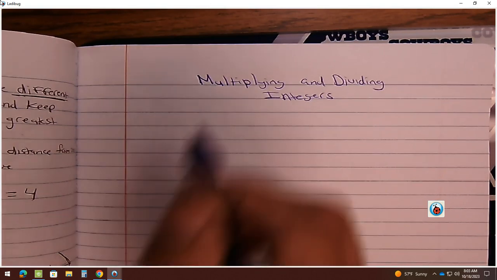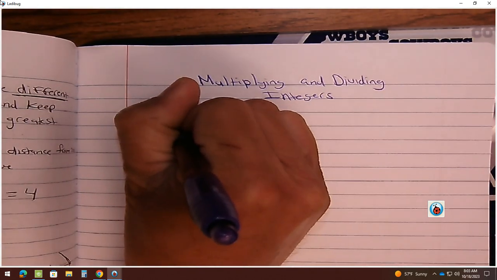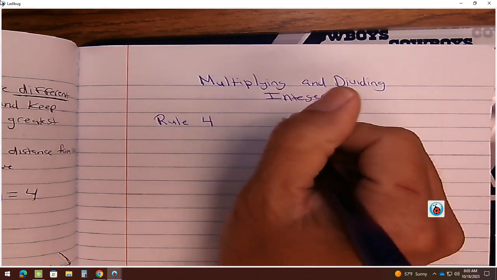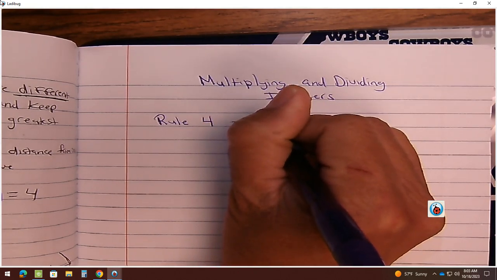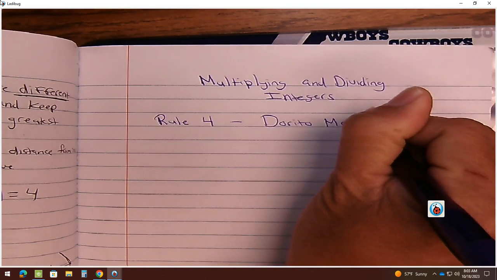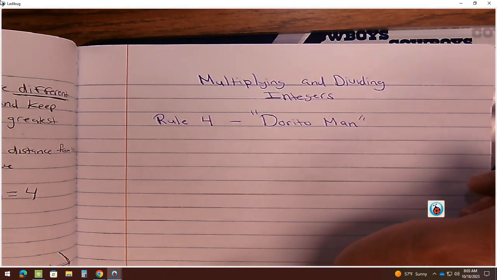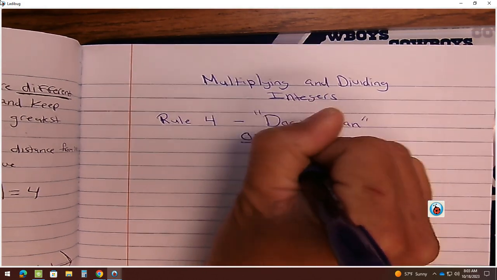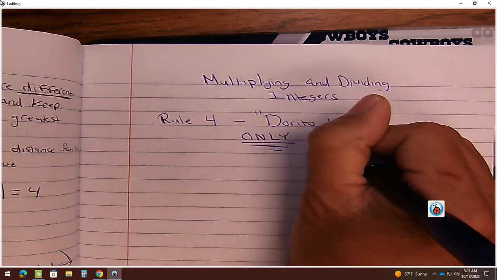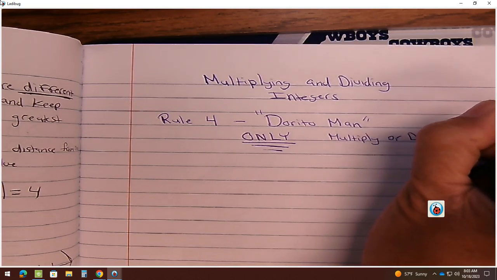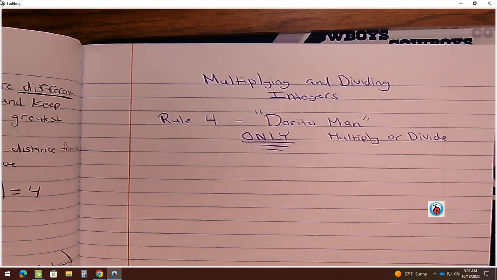Okay, rule 4. Rule 4 is dealing with... I call this rule 4 the Dorito man. Okay? And the main thing I want you to know is that this is only, listen to what I'm telling you, only for when you multiply or divide.